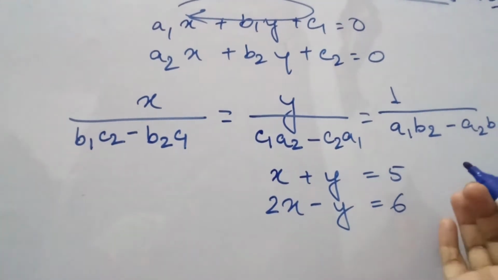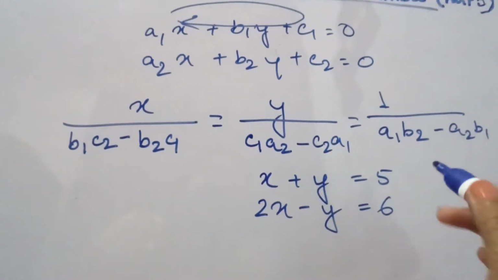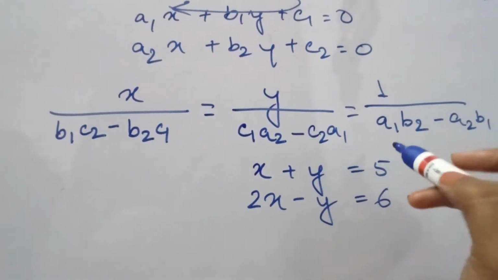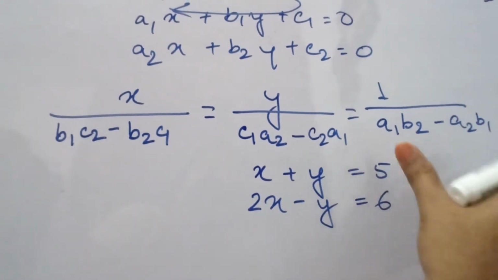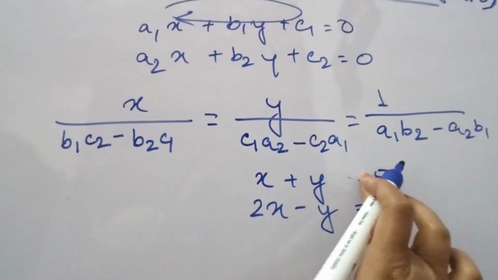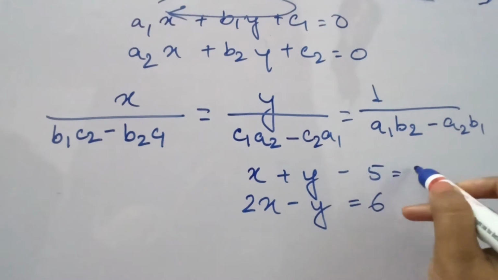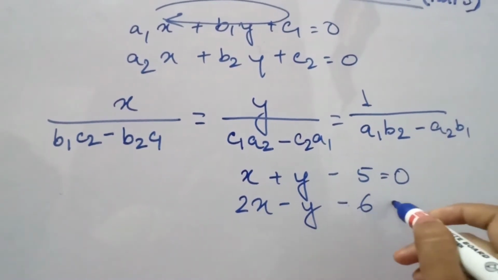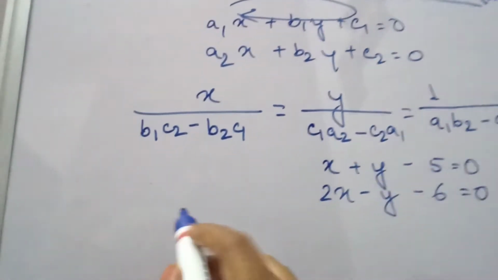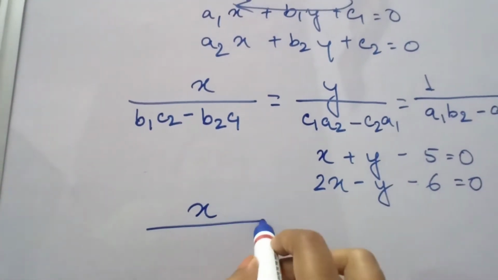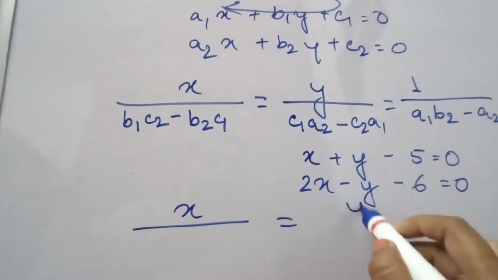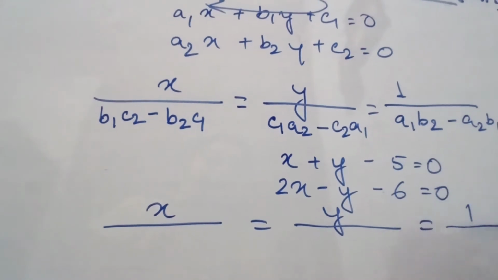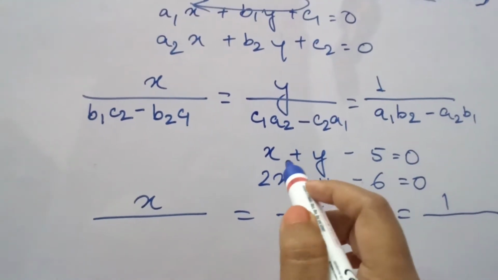Now what did I tell? I have to bring all these to this part, and I'll equate it with 0. So when I bring 5 to this side, this becomes minus 5. And when I bring 6 to this side, this becomes minus 6. Correct? So x by, y by, and 1 by.